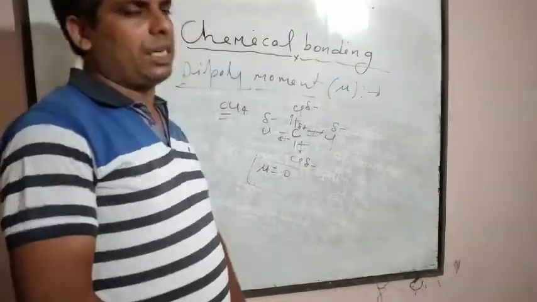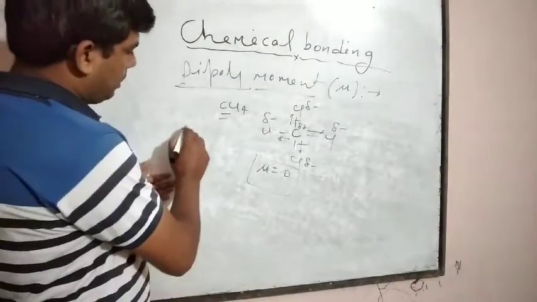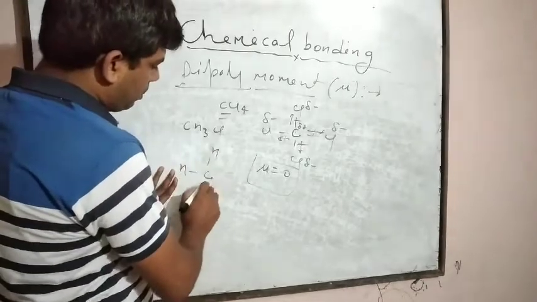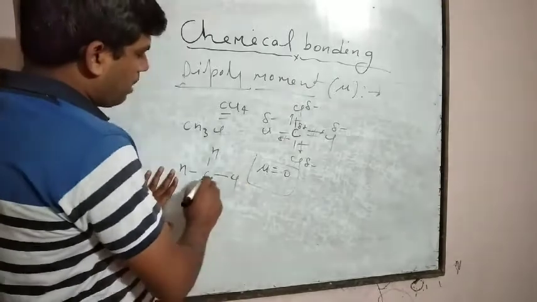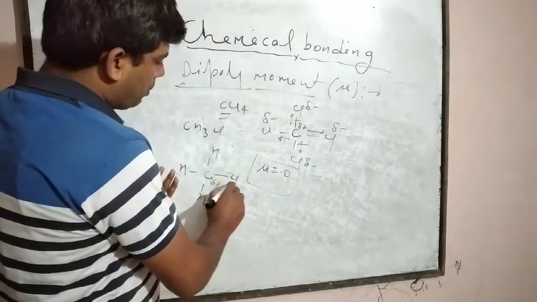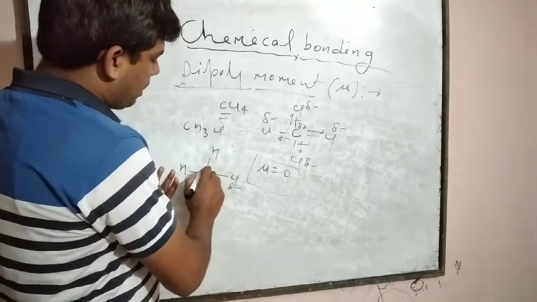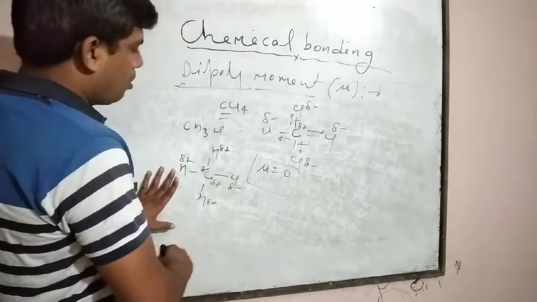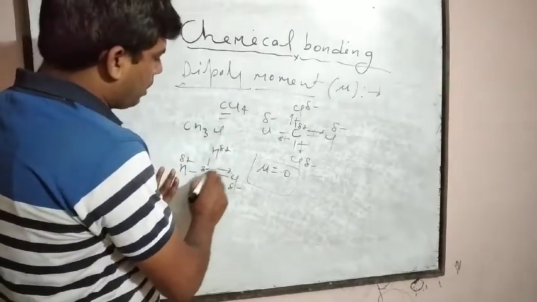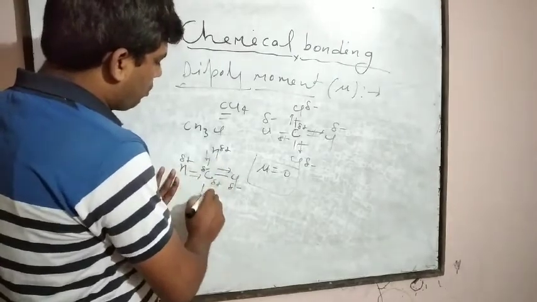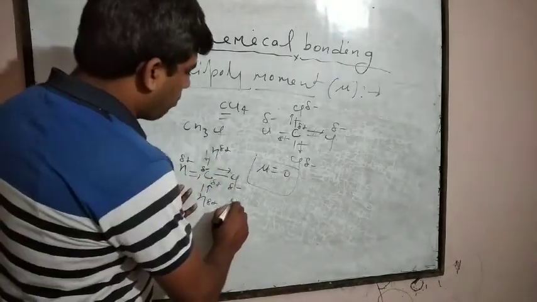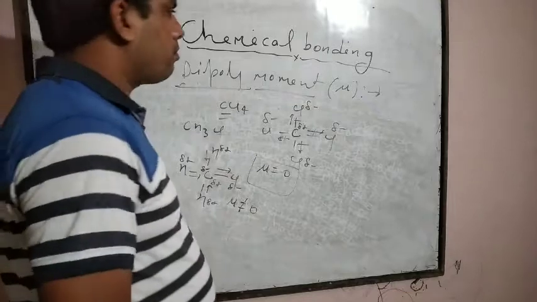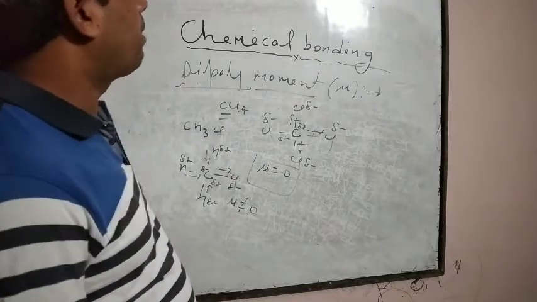But if CH3Cl, methyl chloride, is taken, then what happens? Here this one is negative and this one is positive, and this one is also positive. Now here the direction of dipole moment is positive to negative. Here net dipole moment is not equal to 0. So this is about the dipole moment.